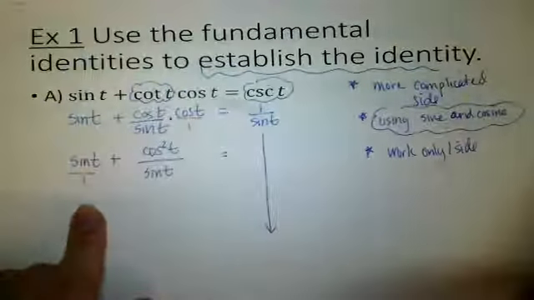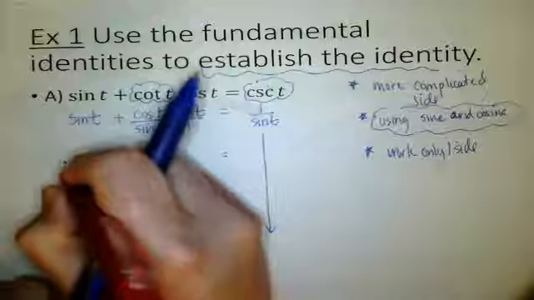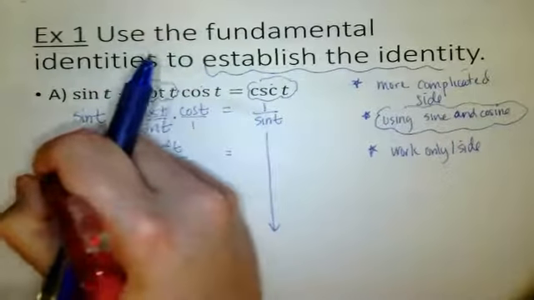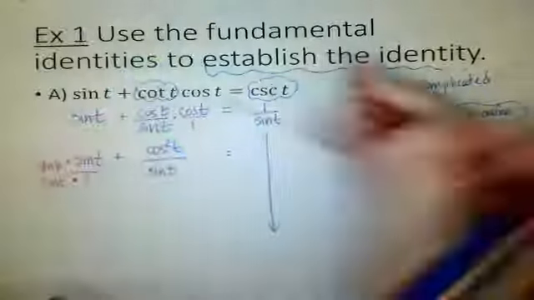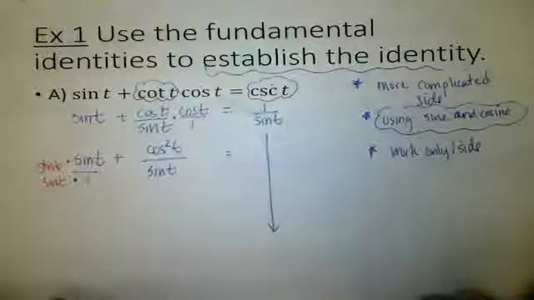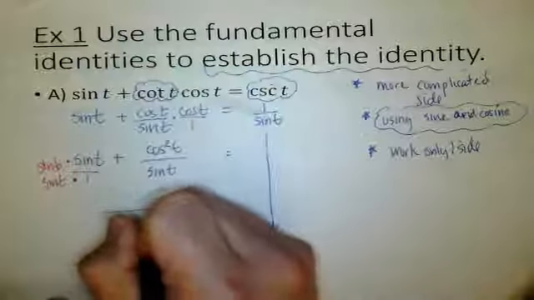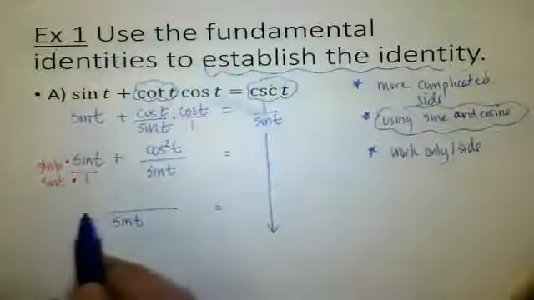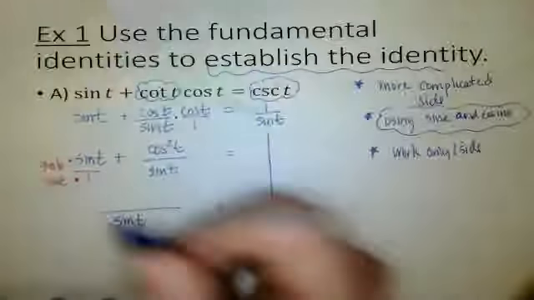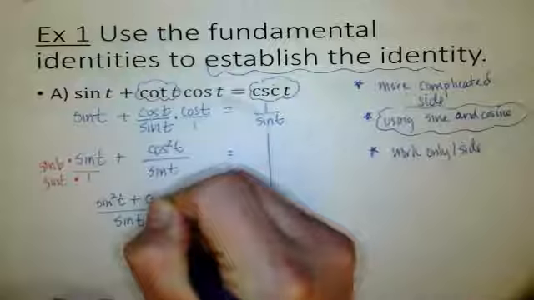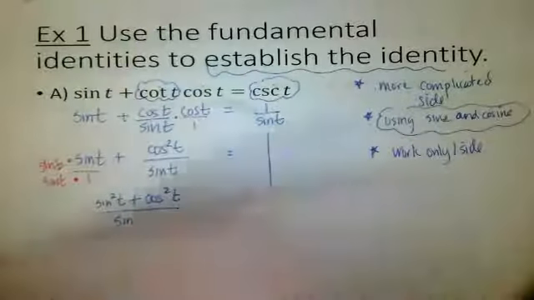Common denominator. So I'm going to multiply my first fraction by sine t, top and bottom, which gives me a common denominator of sine of t. Good. And what is my new numerator now? Sine squared plus cosine squared t. Ding, ding, ding.